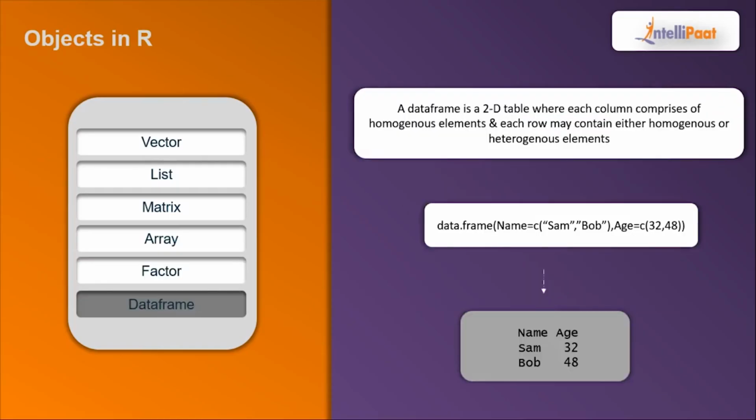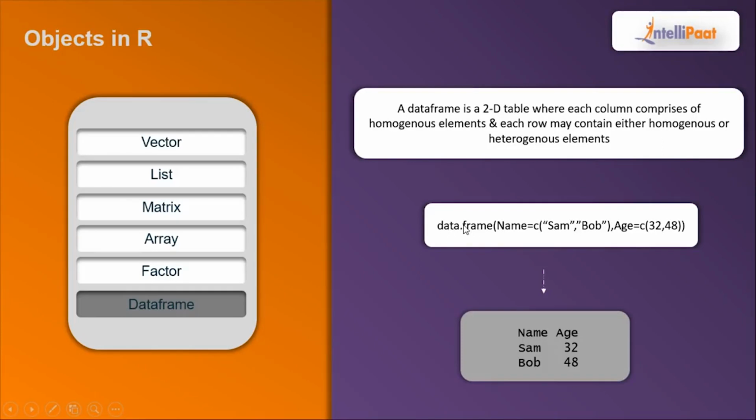And then finally, we have a data frame. So data frame is basically a 2-dimensional structure where we can have heterogeneous elements. So here, each column can comprise of only homogeneous elements, while a row can either contain homogeneous or heterogeneous elements. And this is the command to create a data frame in R.